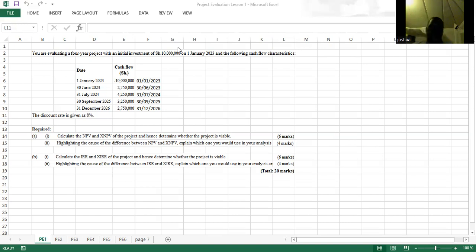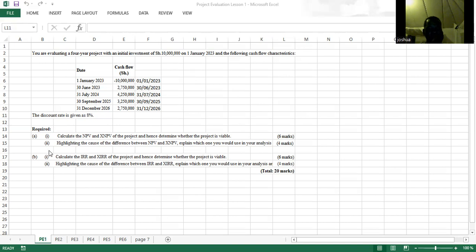The question reads this way. We are evaluating a 4-year project with an initial investment of 10 million shillings on January 2023. The following are the cash flow characteristics. You have been given the data and the cash flows. The discount rate is given as 8%. Required: calculate the NPV and XNPV of the project and hence determine whether the project is viable. Highlight the cause of the difference between NPV and XNPV. Explain which one you would use in your analysis.